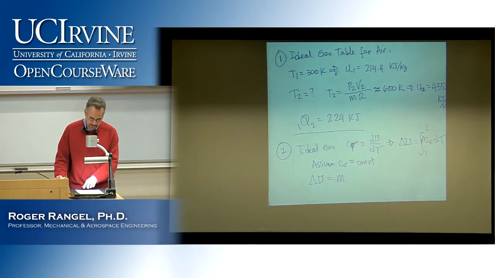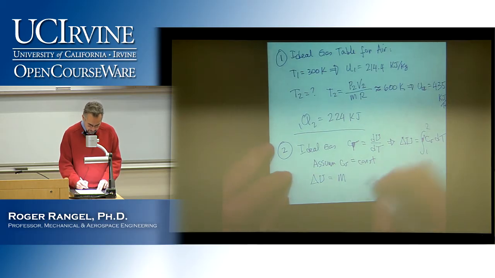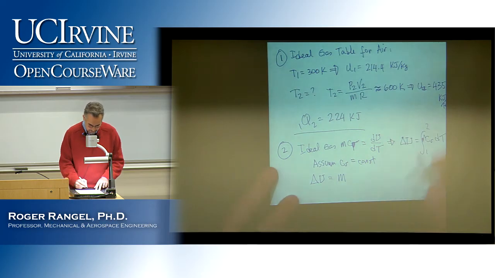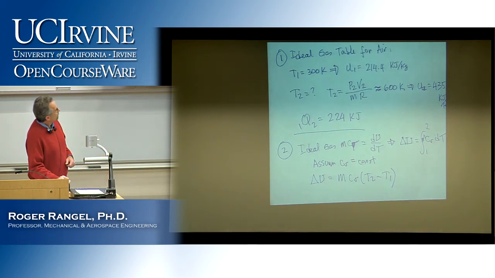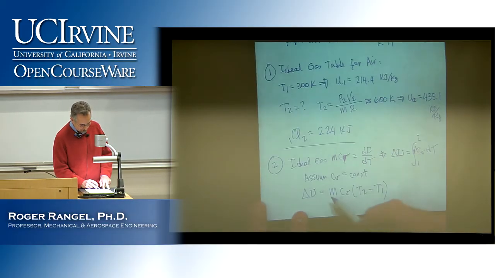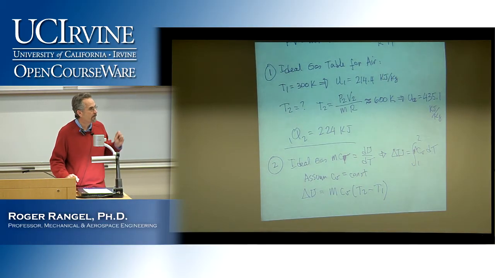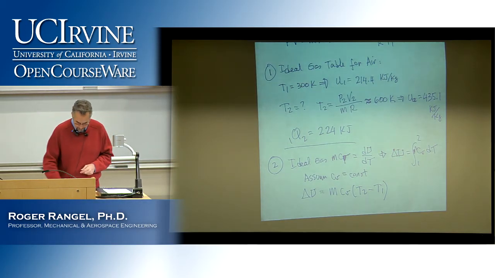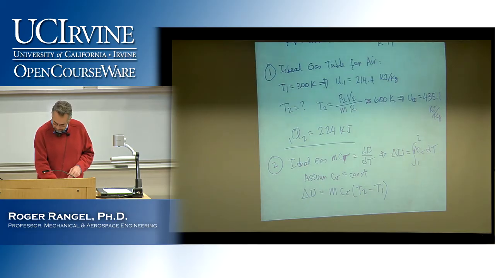Put a mass in there because this is capital U, not lowercase u. So I need a mass right here, otherwise I would have to write lowercase. So m Cv (T2 minus T1). I already have the temperatures, 300 and 600. I already have the mass. So the only other piece of information that I would need is the Cv. Either I have that or I have the table.